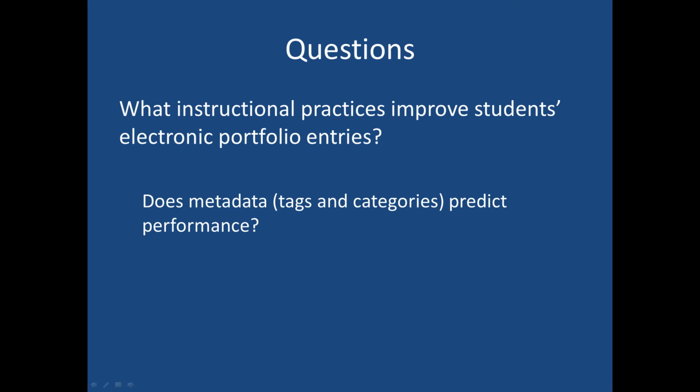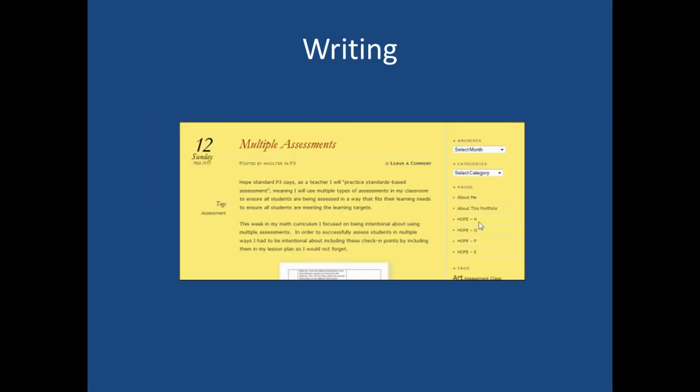The study involved 2 research questions, a primary and secondary. The primary research question was, what instructional practices improve students' electronic portfolio entries? And another related question of interest was whether or not metadata such as tags and categories predict performance. And performance here is defined as the quality of written entries. So the first question you may have is, why writing? Why not some other construct such as content or technical know-how?